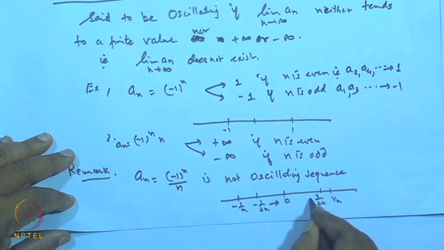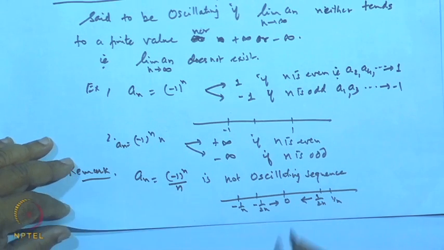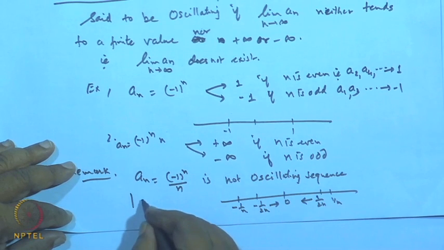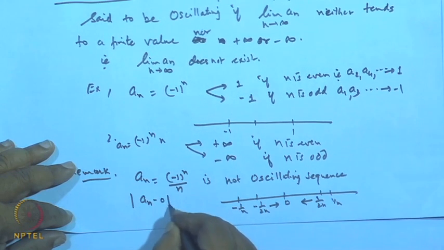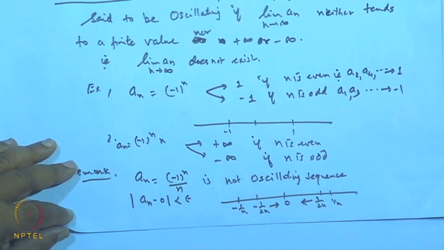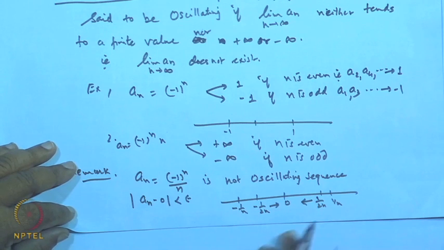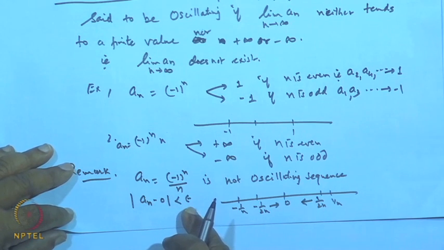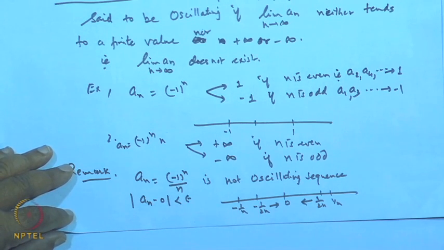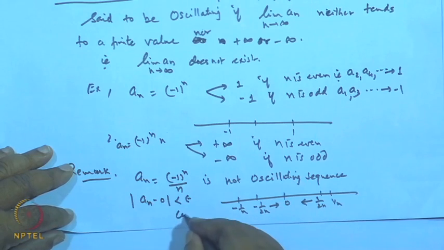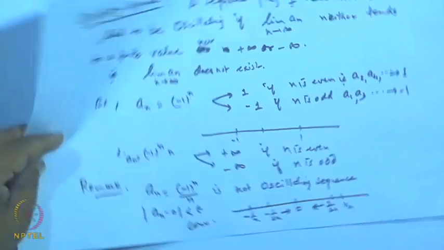So, this goes to here, this goes to here. After a certain stage, the difference between a n minus 0 can be made as small as we please, is it not? So, that is why this sequence is a convergent sequence, converges to 0. So, it is not oscillating about 0, but convergent. Okay? This is convergence. Then bounded sequence.